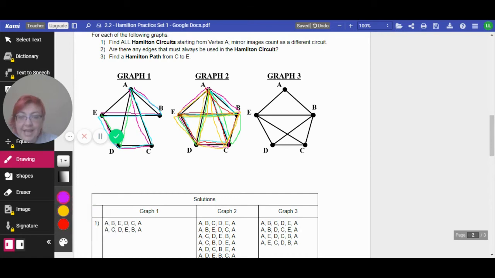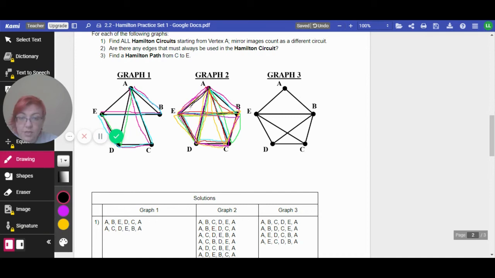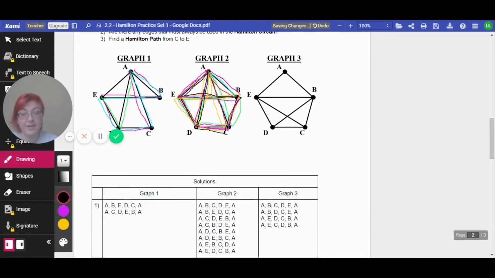I can go from A to E, B, C, D, A. And I can go from A to E, B, C, D, A. Woo! All right. That's a lot.